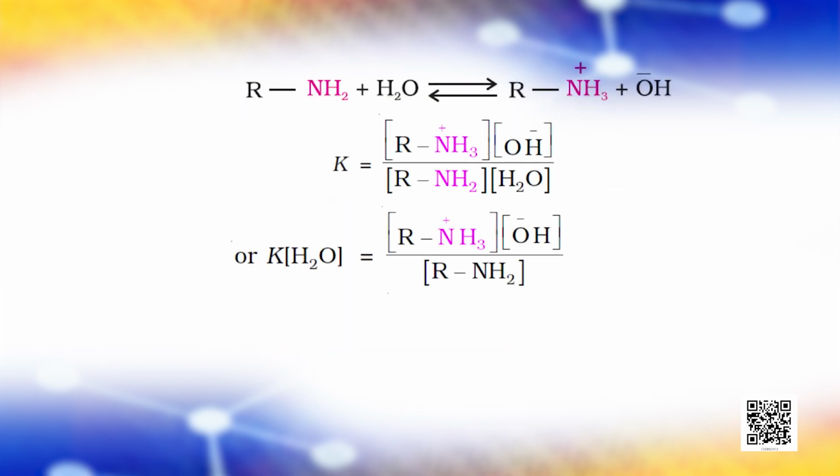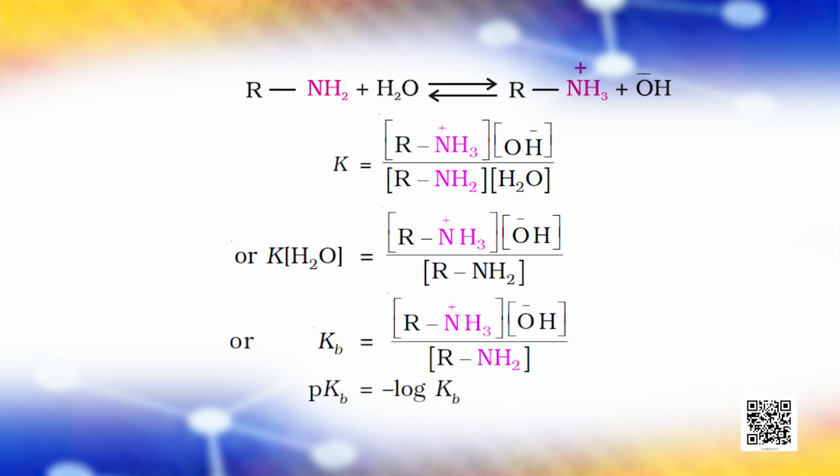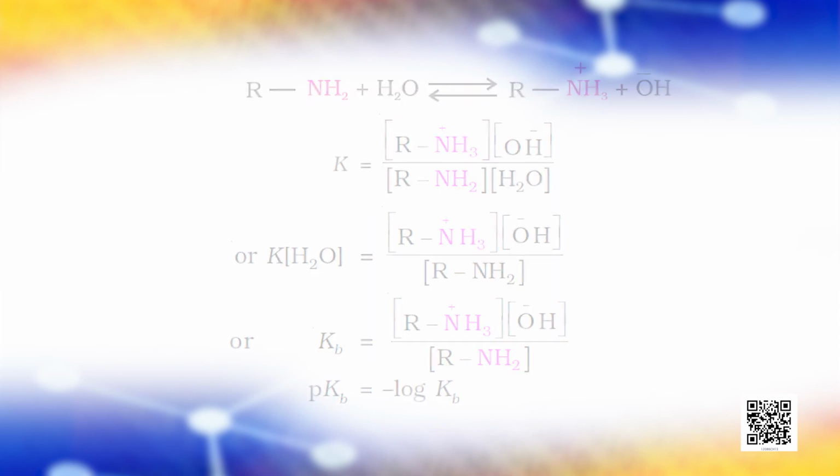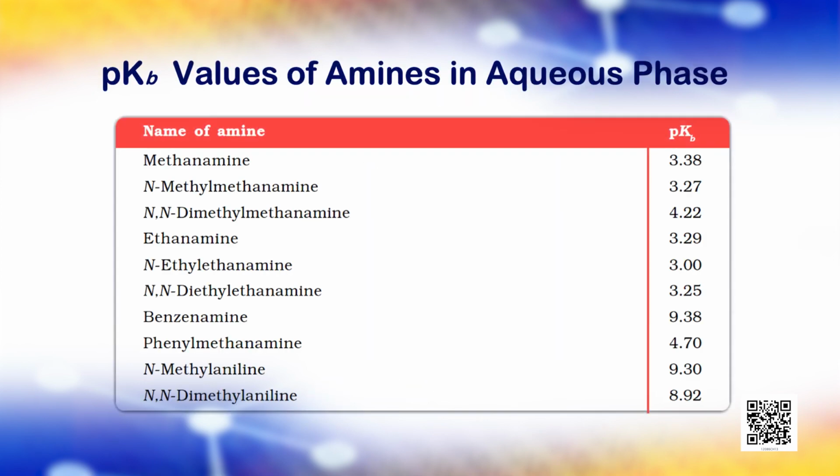The reaction of amines with mineral acids to form ammonium salts shows that these are basic in nature. Amines have an unshared pair of electrons on the nitrogen atom, due to which they behave as Lewis bases. The basic character of amines can be better understood in terms of their Kb and pKb values. The larger the value of Kb or the smaller the value of pKb, the stronger is the base.